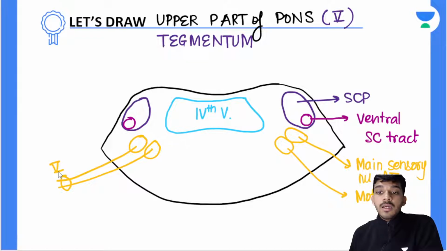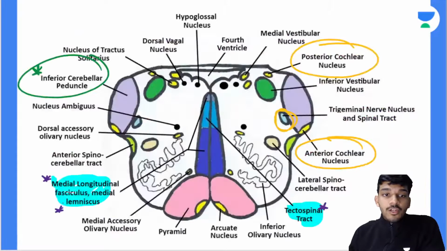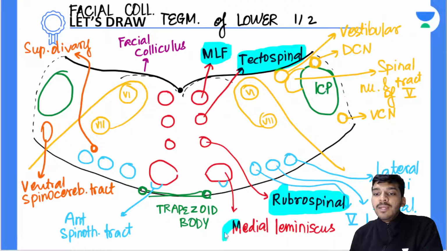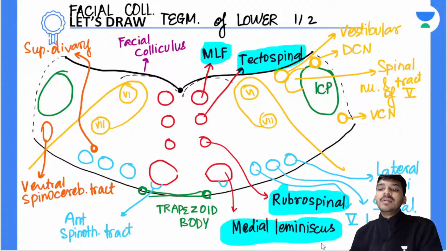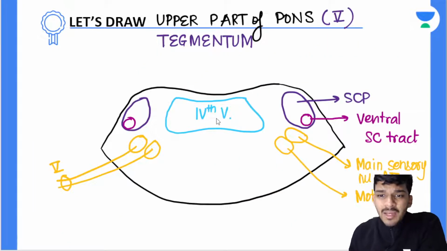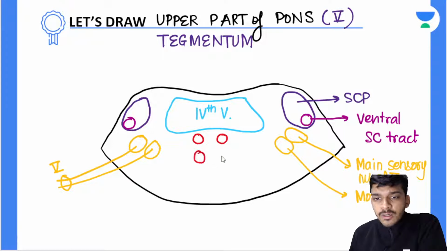Very important. Midline structures, remember we had drawn here also. Medial longitudinal fasciculus. Okay, let me shade it with some other color. Medial longitudinal fasciculus, tectospinal tract, rubrospinal tract, and medial lemniscus. So they are going to be present as it is in the midline. So in the midline, please don't forget to draw these structures. I'm again going to use the same pattern: medial longitudinal fasciculus, tectospinal, rubrospinal.